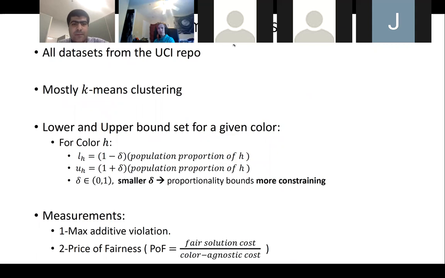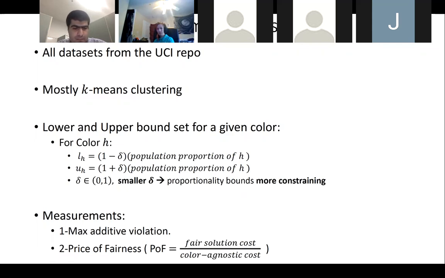All right, so let's talk about the experiments now. All the data sets we use are from the UCI repository. We mostly use k-means clustering. For a given color H, the lower and upper bounds are basically set to 1 minus delta and 1 plus delta times the population proportion of color H. It can be seen that the smaller the value of delta, the tighter the proportionality constraints are.